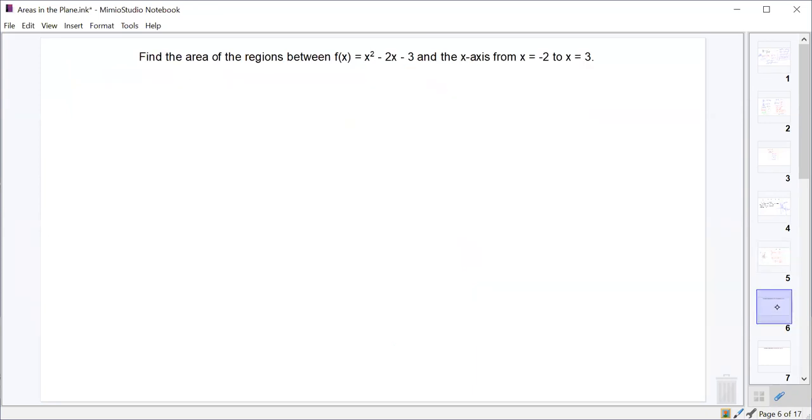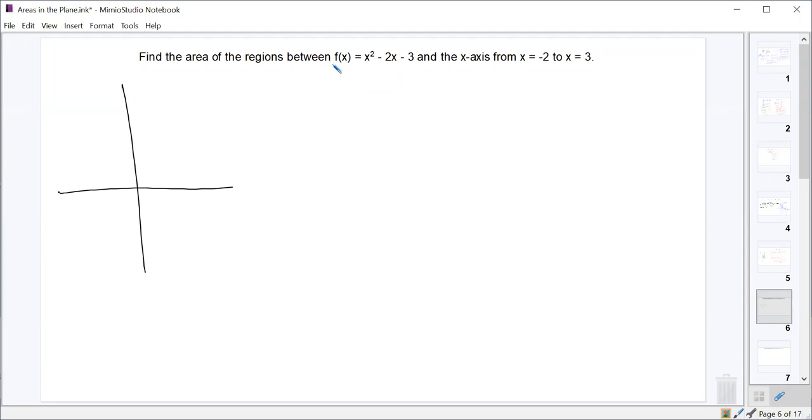So now we'll make it slightly more complicated. We want to find the area of the regions between f of x equals x squared minus 2x minus 3 and the x-axis from x equals -2 to x equals 3. So this is, again, just a parabola, right? But this parabola is a little bit different. Let's figure out if this parabola has any x-intercepts. How do we figure out if it has x-intercepts? Factor it and set it equal to 0.